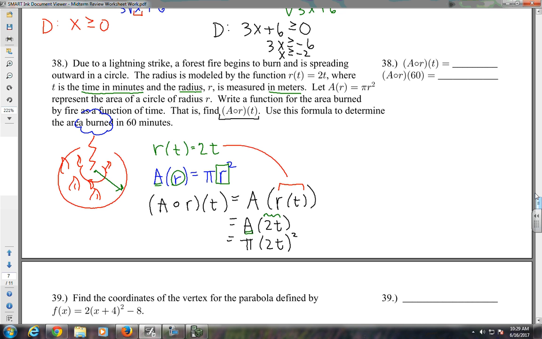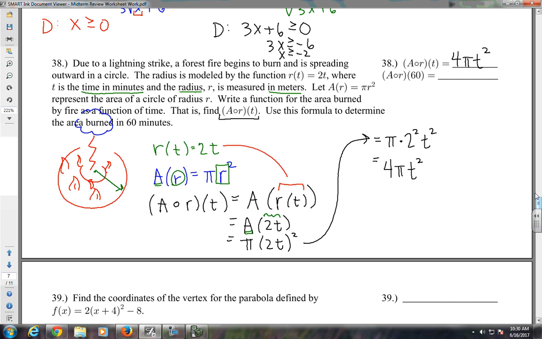Okay? Now let's simplify. Being careful to distribute that exponent to both factors in that product, we have 2 squared and t squared. 2 squared is 4. Let's write that 4 left of pi. And now we have a function that describes the area of the region burned in terms of time. We're basically skipping the middleman called radius. So we have 4 pi t squared.